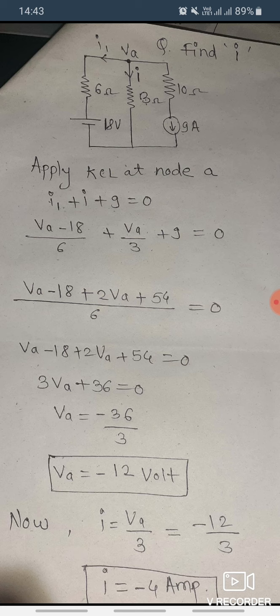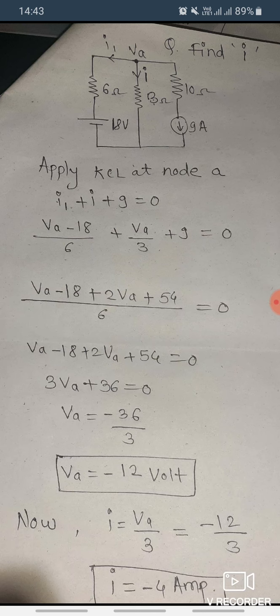Now we will see a basic problem on the basis of Kirchhoff's current law. Here the problem is given and they ask us to find the current flowing through the 3 ohm resistance, right?